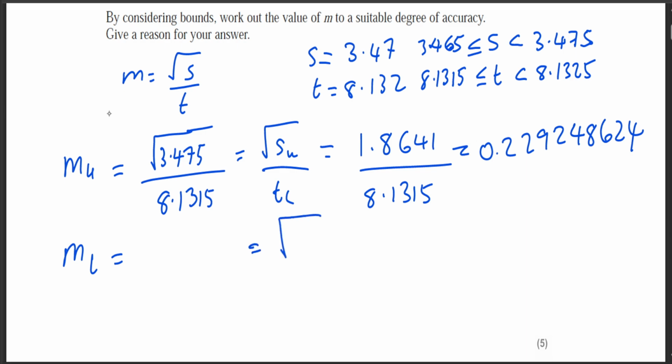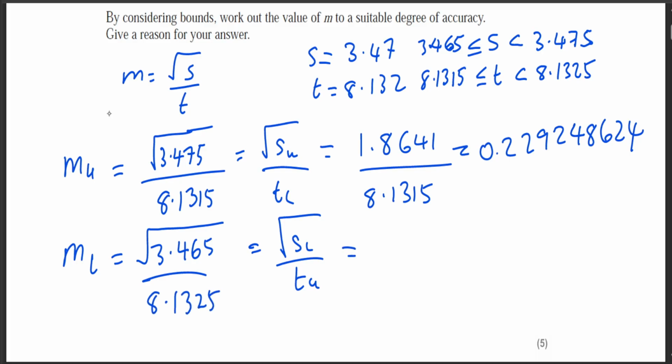For the lower bound of m, you normally take the square root of the s lower bound divided by the t upper bound. So the lower bound of s is 3.465, square root it over the upper bound of t, which is 8.1325. So let's see how much it's going to give us. The square root of 3.465 divided by 8.1325 is going to give us 0.22890383.